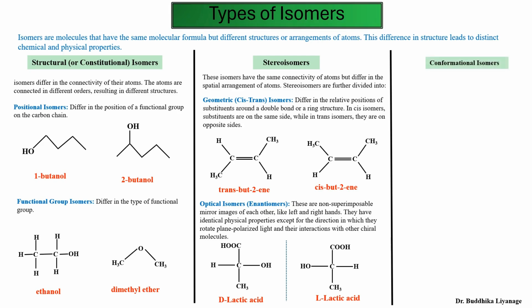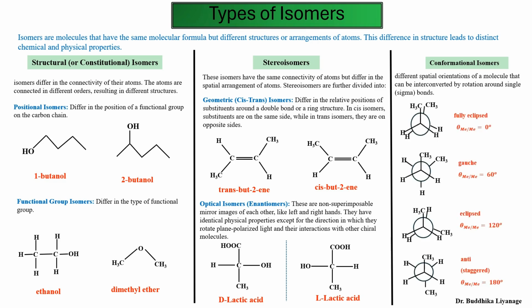The third category is conformational isomers. Conformational isomers, also known as conformers, are different spatial arrangements of a molecule that result from the rotation around a single bond, which we call sigma bonds. These isomers are not different compounds, but rather different forms of the same molecule that can interconvert without breaking a bond.